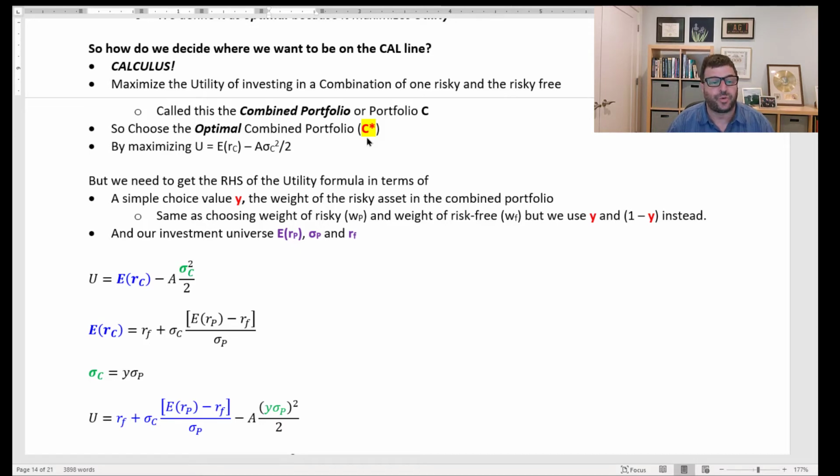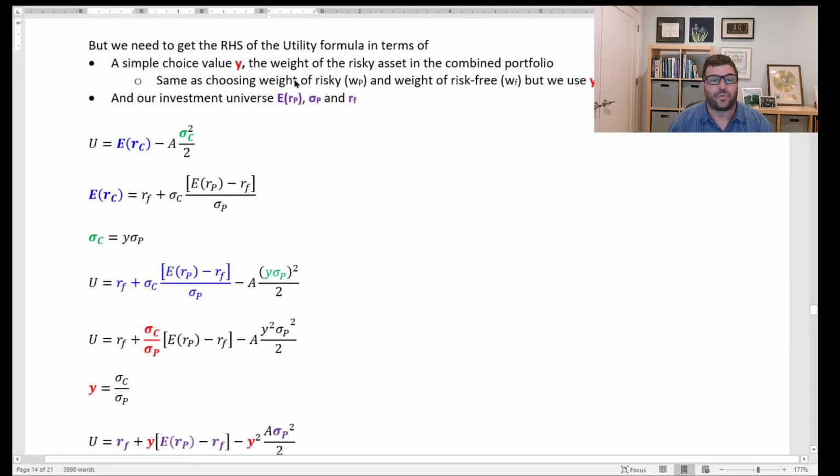So first we need to do a little bit of algebra. We need to get the right-hand side of the utility formula in terms of a simple choice value Y, and then our investment universe. So here is our utility formula. It's equal to the expected return of C minus A times the risk of C squared over 2. Here is an equation for the return of C, and here is an equation for the risk of C.